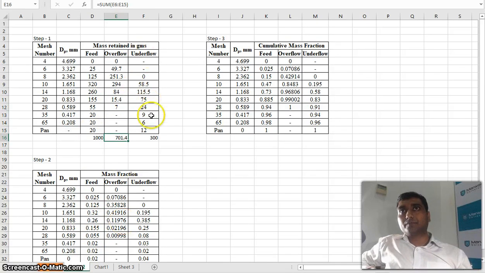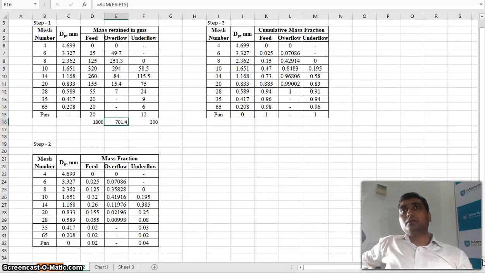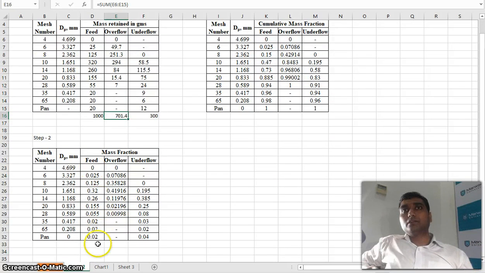Similarly for the underflow. The overall mass which we got in the underflow is 300 grams, right? So individual divided by total, individual divided by total. So you will get the mass fraction of feed, overflow and underflow respectively. Do remember, the summation of all of these should be 1, right? Because this is a fraction.